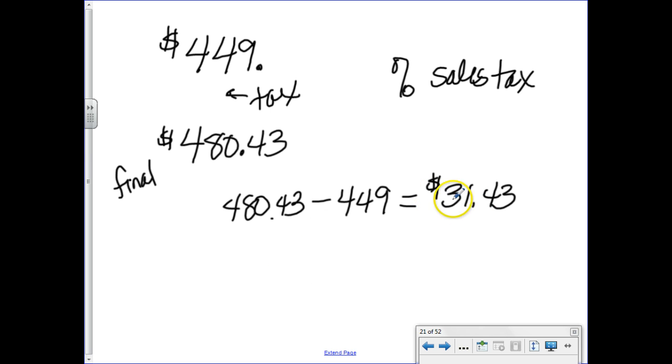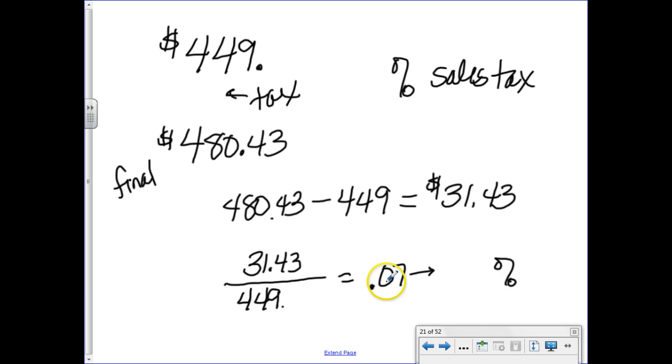Okay, so you can do it a couple of different ways. I think if you use this percent change thing, think like this. The $31.43 was how much tax. You divide that by the original price. When you do this division, you get this decimal, 7/100. That is the decimal. When you convert this into percent, you need to multiply by 100, and it's 7%.